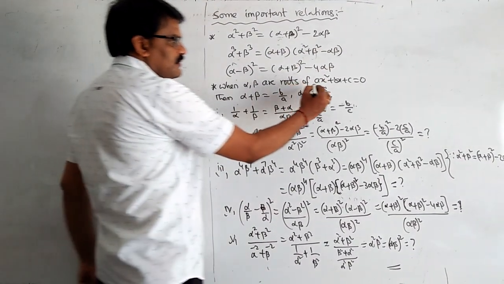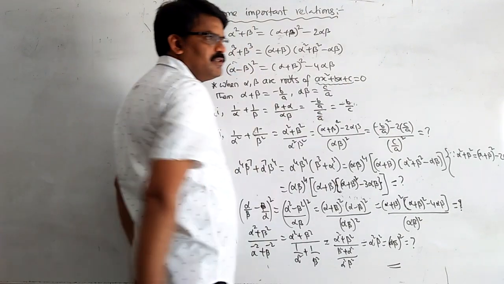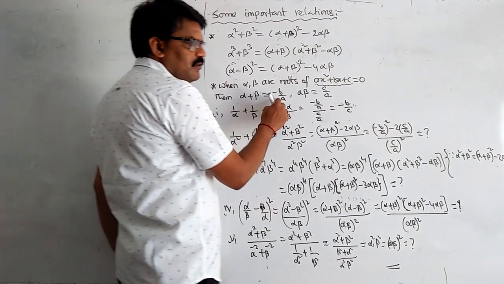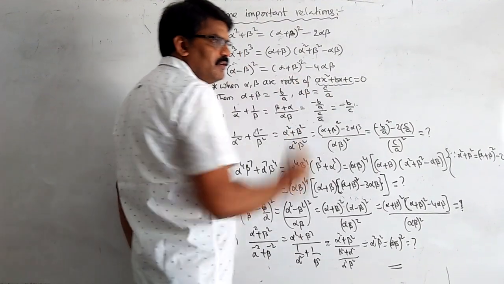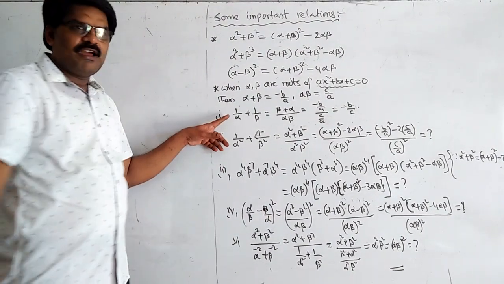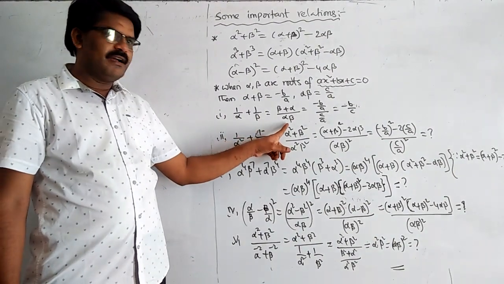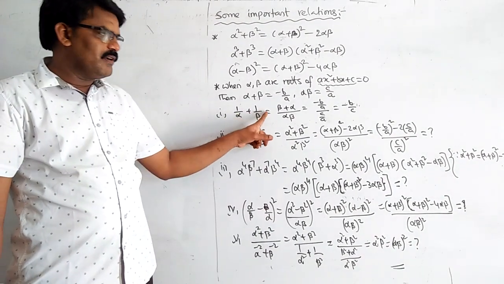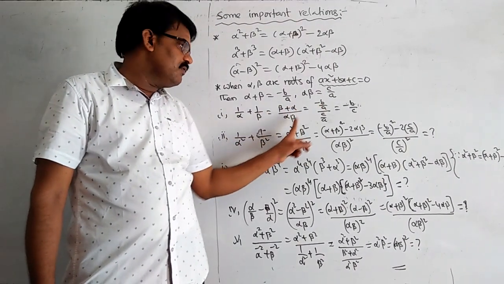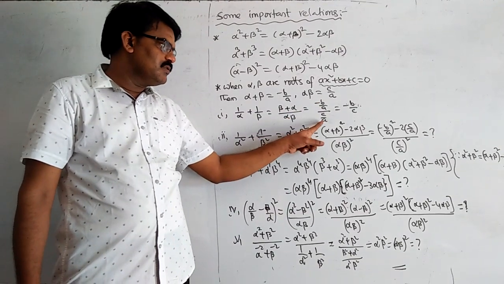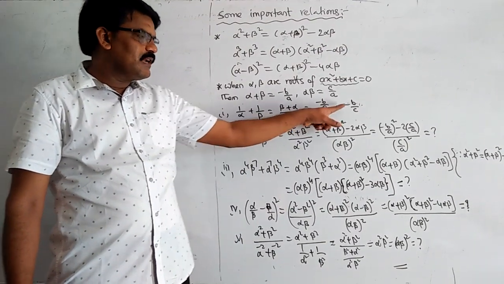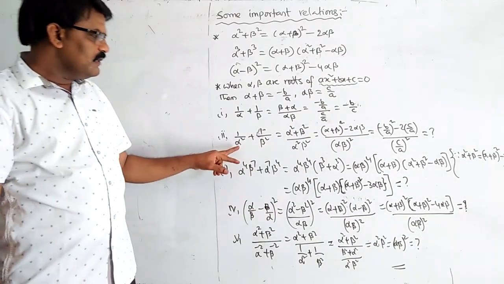Suppose the quadratic equation is given, ax square plus bx plus c is equal to 0, we know that alpha plus beta is equal to minus b by a and alpha beta is equal to c by a. Now we are finding 1 by alpha plus 1 by beta value. Taking LCM as alpha beta, in the numerator we get beta plus alpha. You know the beta plus alpha value and alpha beta value. Substituting these two, a is cancelled, we get minus b by c.